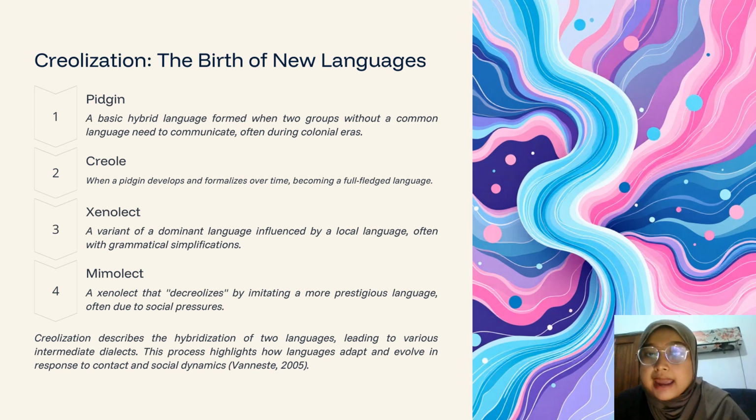And finally, a mimolect is a type of xenolect that decreolizes, or moves away from its creole features, by imitating a more prestigious language, often due to social pressure for linguistic assimilation. So this entire process of creolization clearly demonstrates how languages are dynamic entities, constantly adapting and evolving in response to social dynamics and contact between communities.